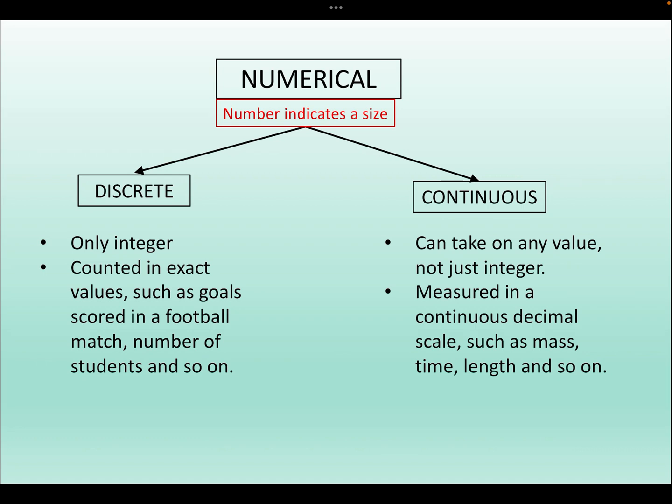So let's have a look. Numerical actually means number, indicating a size. Discrete is only integer. Count in exact values such as goals, scores in a football match, number of students. You can't have half a goal. Whereas continuous can take on any value, not just integer, and is measured on a continuous decimal scale such as mass, time, length, and so on and so forth.